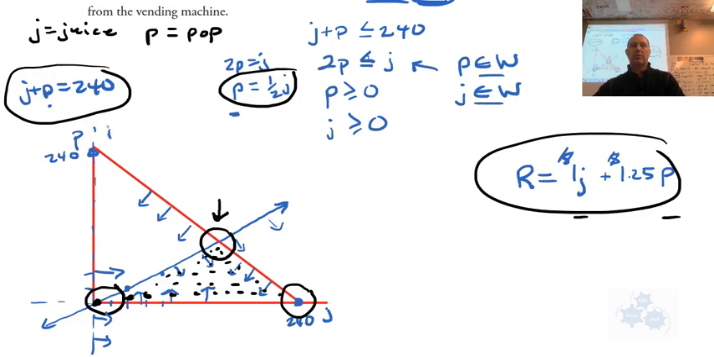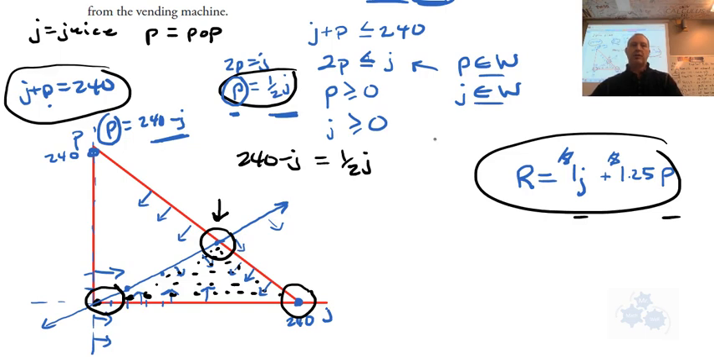So this one over here is going to be P equals 240 minus J, right? This one is P equals 1/2 J. So now you let the P's, or one variable, equal each other because we're looking for the point where the lines equal each other. And so you let these two expressions equal each other. So I'll do it in black here so you can see it. 240 minus J equals 1/2 J. So add J to both sides, and you get 1.5 J over here. Divide by 1.5.